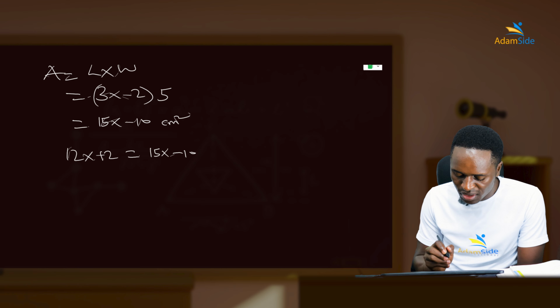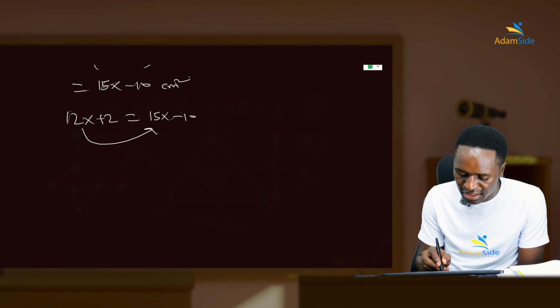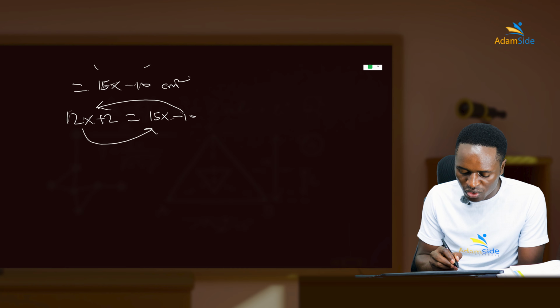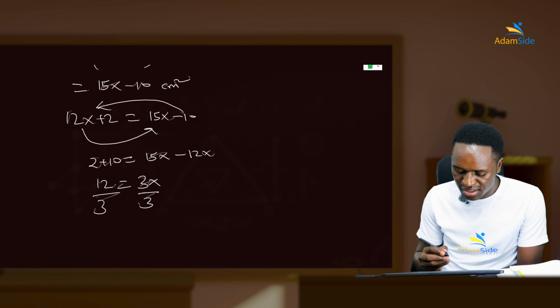Then what do you do in that case? You will take 12x to the other side and negative 10 to this other side. So you have 2 plus 10 is equal to 15x minus 12x. So you get 12 is equal to 3x. Divide by 3, divide by 3. What is the value of x? x is equal to 4.